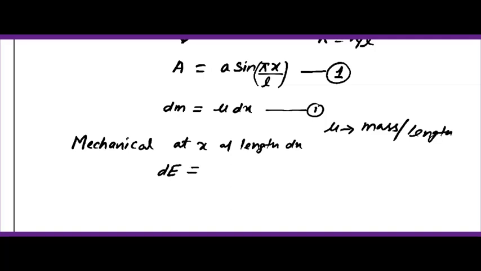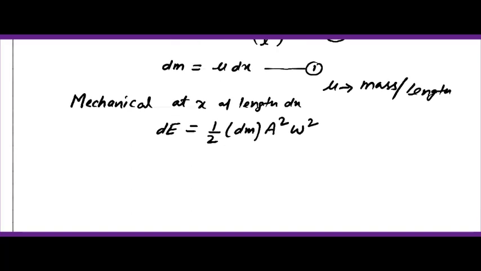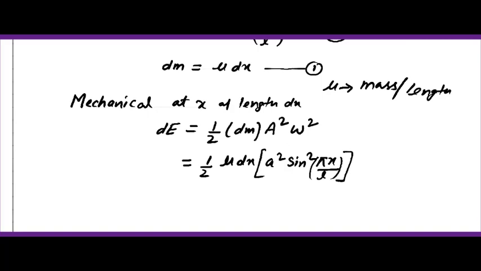dE is equal to half the mass of this small element, that is dm, times the amplitude of the wave squared, and the angular frequency squared. So dm is equal to mu dx, and dE is half mu dx, small a square, sine square pi x by L, and omega is 2 pi nu, square.